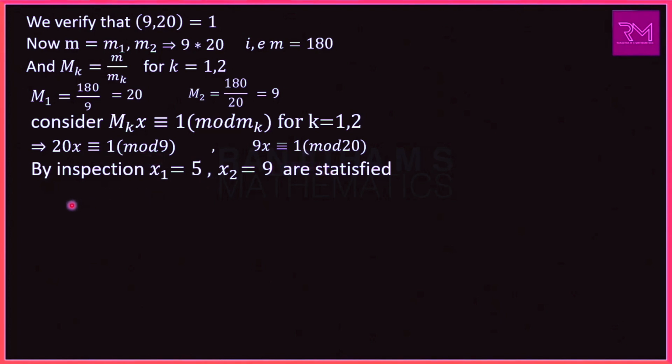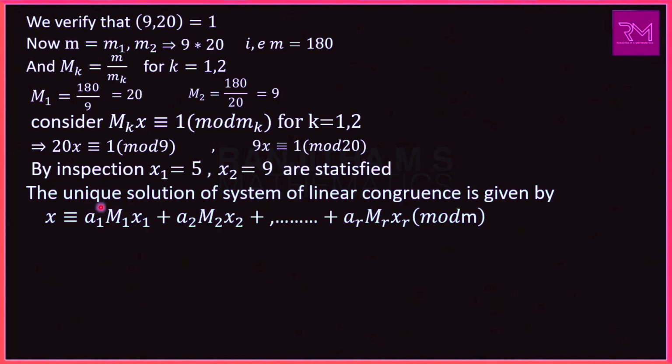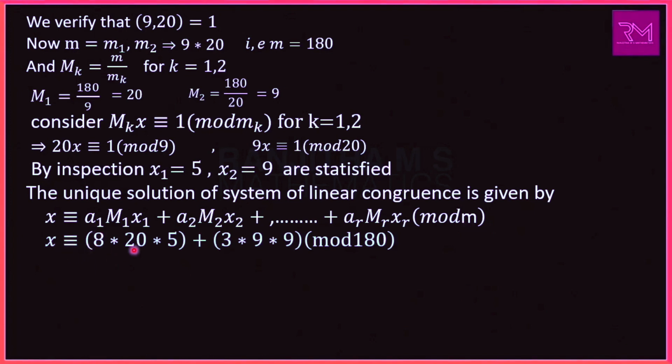So after obtaining all the values, we have to take the formula, that is, the unique solution of a system of linear congruences is given by the formula x is congruent to a1 M1 x1 plus a2 M2 x2 plus and so on, ar Mr xr under mod m. So substituting all the values, we get x is congruent to a1 is 8 into M1 is 20 into x1 is 5 plus a2 is 3 into M2 is 9 into x2 is 9 under mod.